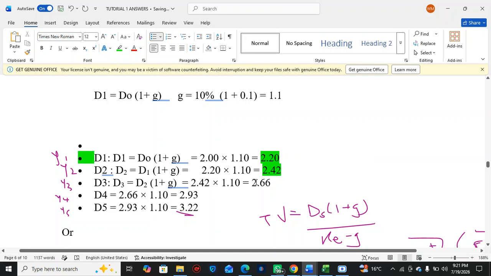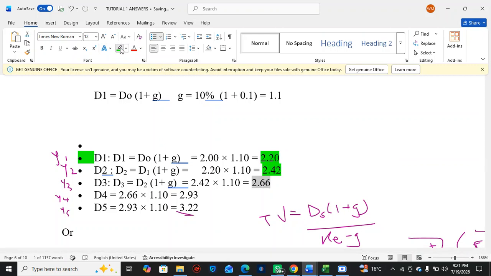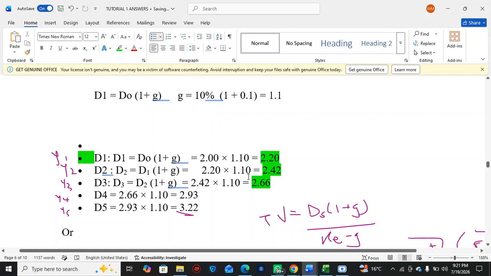So colleagues, all that is happening here is this. Each year the dividend is growing by 10%. That's what's happening here in simple words. So this dividend for year three is going to grow by 10%. That's the one that will be paid in year four.